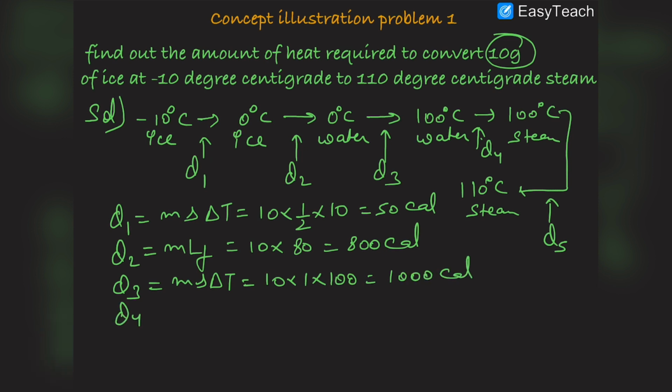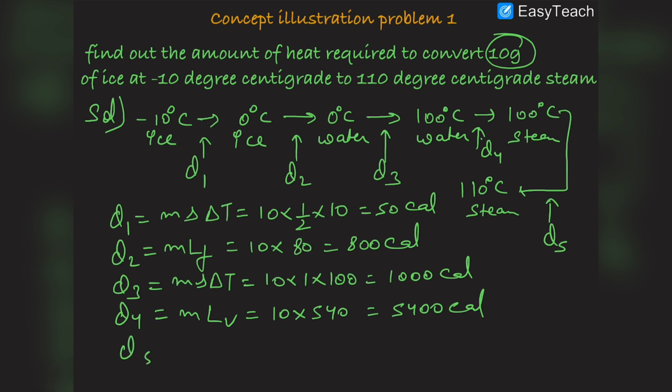And Q4 is the heat involved in this conversion. In this conversion, the water at 100 degrees Celsius is being converted into steam at 100 degrees Celsius. Again, the phase is being converted, so the heat involved would be m into latent heat of vaporization. So it is equal to 10 into latent heat of vaporization, which is 540, and therefore it would be 5400 calorie.